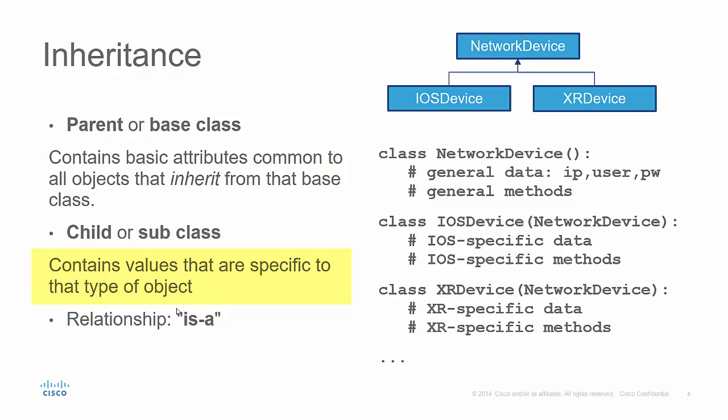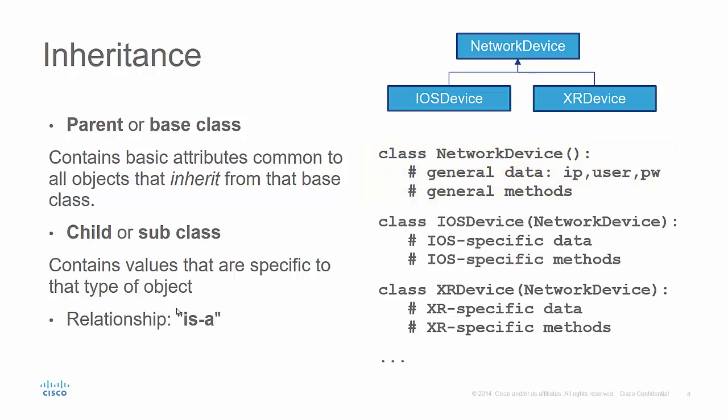And you will have child or subclasses which have unique attributes and perhaps even unique methods that are specific to that type of class, of subclass. In the example at the top on the right, you can see we have a base class called network device. And as you look at the code below, you can see that network device has general data that is common to all different types of devices, such as IP address, username, and password, as well as some general methods.